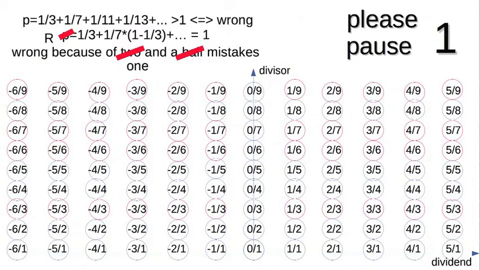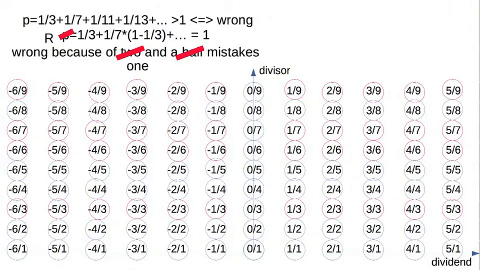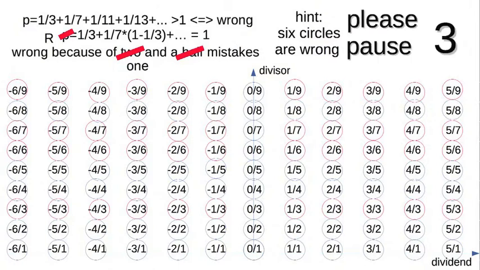Before we get started, I want to give a little hint, as before. Six circles that are drawn in the diagram below have the wrong color. Can you find them? Please pause the video.